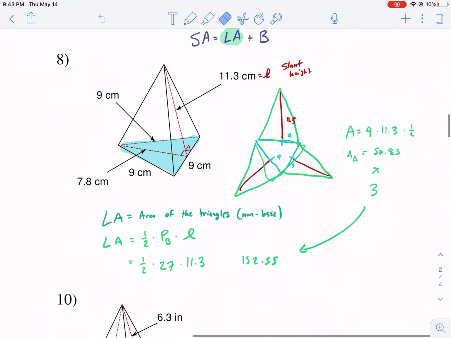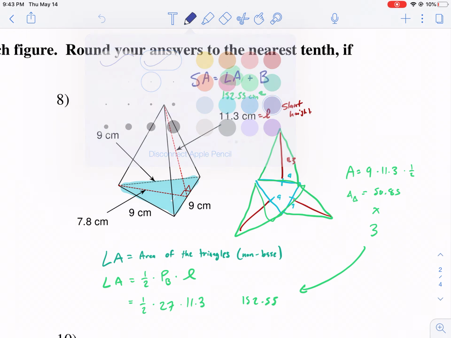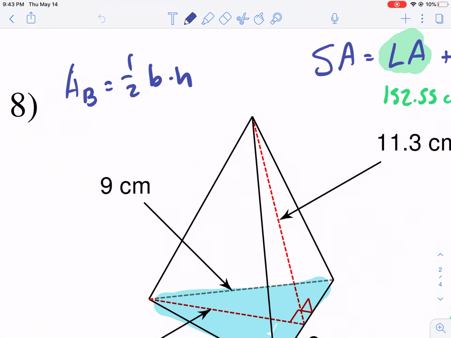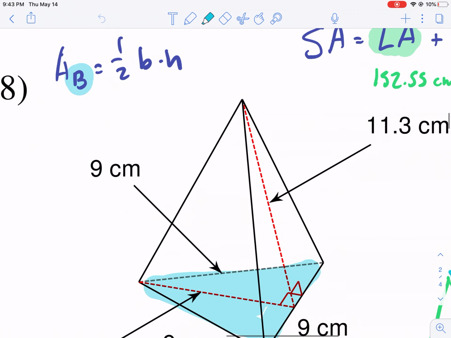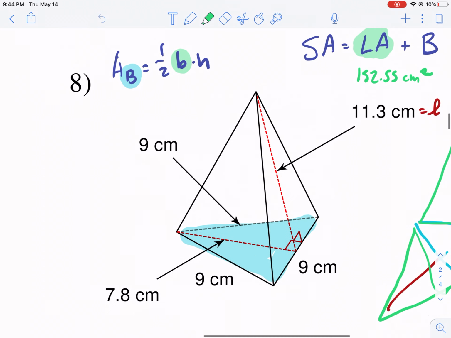Okay, now, we already found the lateral area. We got that settled. We know that's 152.55 units squared, centimeters squared. Now we just need to find the area of the base. Now, the area of the base is equal to 1/2 the base times the height. Be careful. There's a lot of bases being thrown around here. Big B means the entire area of the 3D shape's base. When it's a little b, we're talking about a length of a 2D shape.